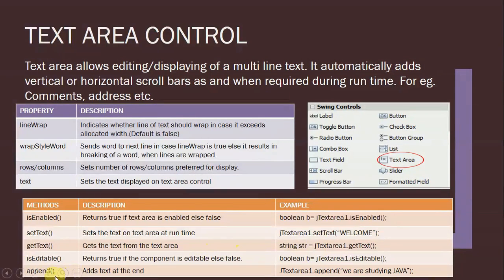Append, a very important method of text area. It is used to add text at the end. If you simply say setText, and there is already some text in the text area, that will be wiped out or overwritten. But if you don't want the text which is already there in the text area to be overwritten, please use the method append instead of setText. So it is very important, and it adds the text at the end. Wherever the text is already present in the text area, it will add the new text after that. So you can give the command jTextArea1.append("We are studying Java").